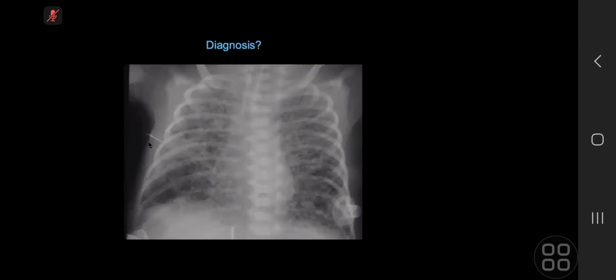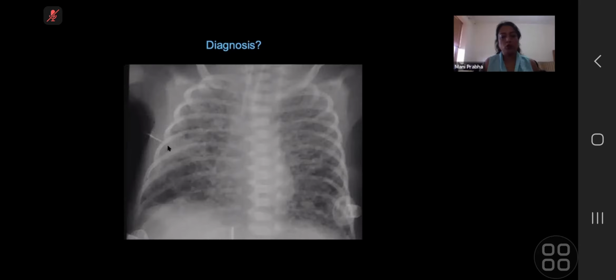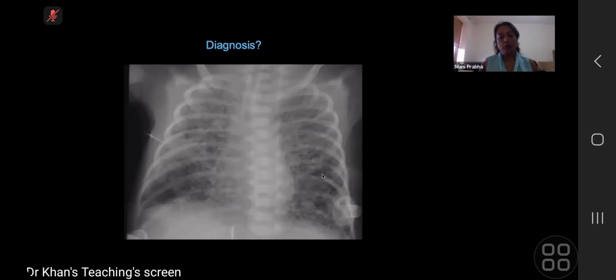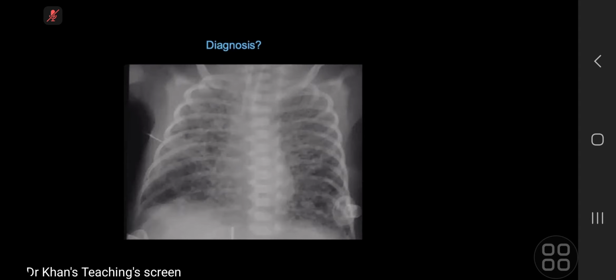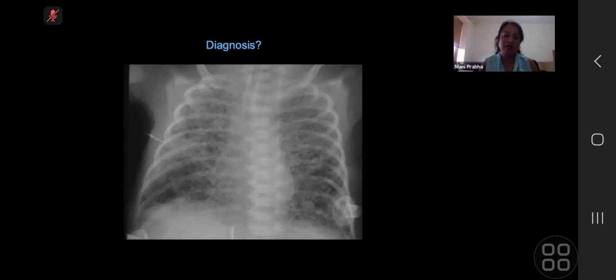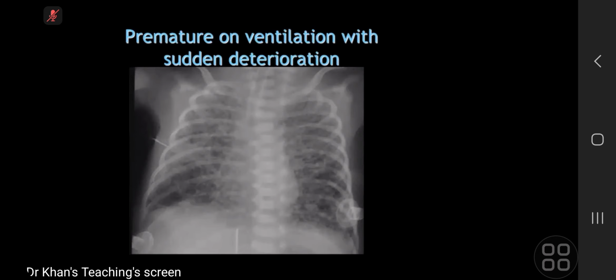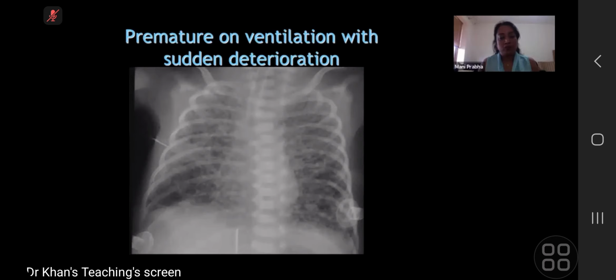Chronic lung dysplasia. There is a tube in here. So it has a tube, so pulmonary interstitial emphysema. Yeah, it's more of lucencies. Sometimes it's difficult to interpret what the problem is, whether the lucencies are a problem or the opacification is a problem. In this case, it's more of lucencies, and it is PIE. So preterm infant on ventilation with sudden deterioration, they usually present like this, and this is PIE indeed.